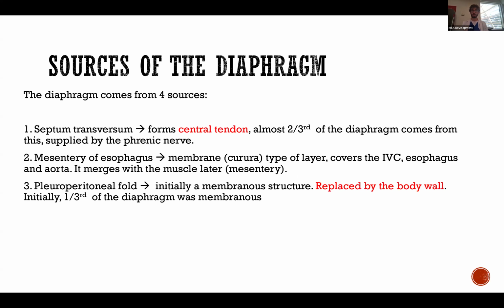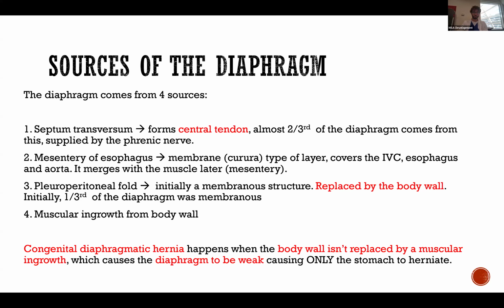Okay, now we have three segments. What is the fourth section of the diaphragm? The muscular ingrowth. So we have the pleuroperitoneal fold, which will give us the body wall. This body wall, with this membrane, has to become a muscle. If it doesn't become a muscle, we're going to have congenital diaphragmatic hernia. A congenital diaphragmatic hernia happens when the body wall is not replaced by a muscular ingrowth.